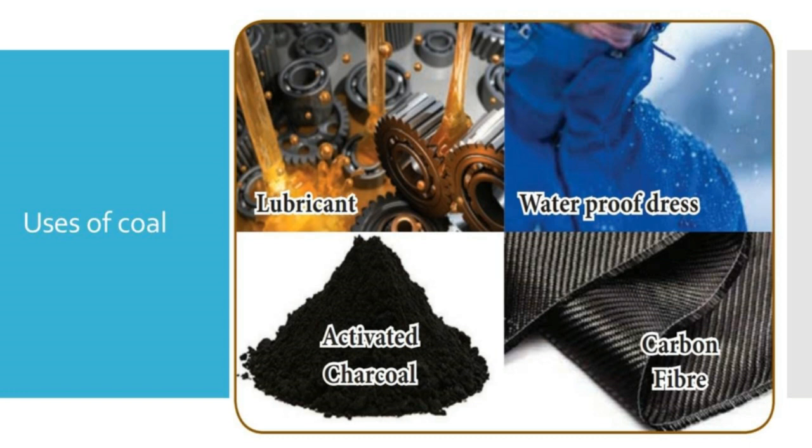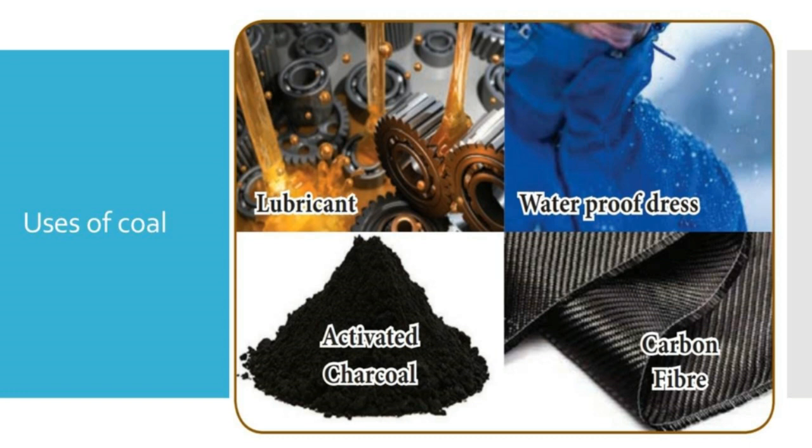Uses of coal. Coal is used to generate heat and electricity. It is used to make derivatives of silicon which are used to make lubricants, water repellents, resins, cosmetics, hair shampoos and toothpaste. Activated charcoal is used to make face packs and cosmetics.